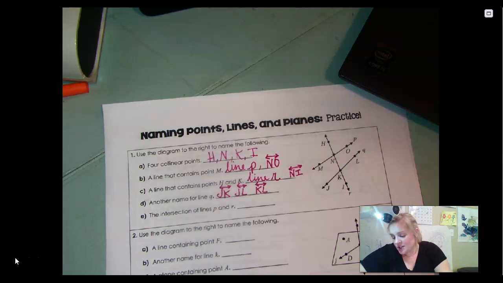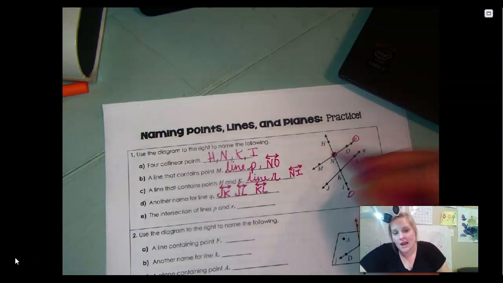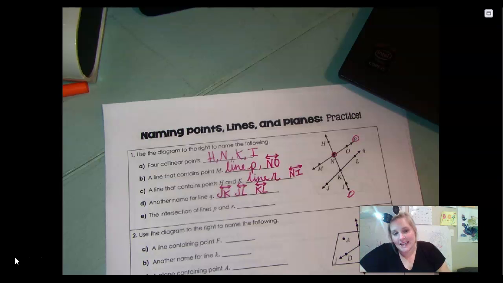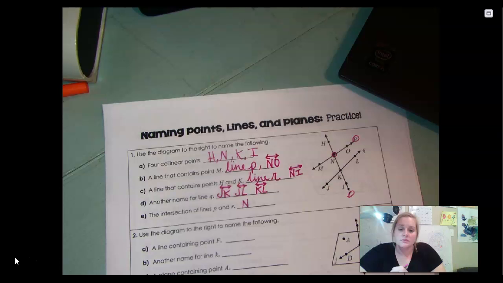The intersection of lines P and R. So here's P and here's R. We're looking for the intersection. That's going to be right here at N, point N. So, point N. No line above it because it's not a line, it's just a point.